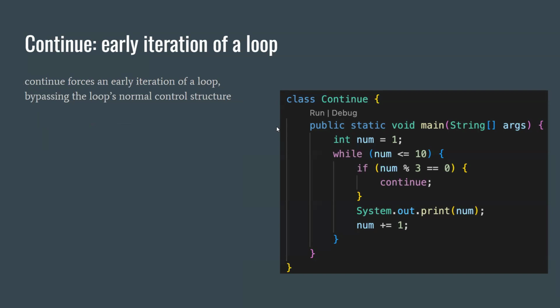You can also use continue, which forces an early iteration of a loop, which means the loop is not going to execute every line. It's just going to bypass the loop's normal control structure and move on to the next iteration. For example, in this while loop, if the condition num modulus 3 is 0, then we are going to execute continue, which means that we're going to skip these two lines.